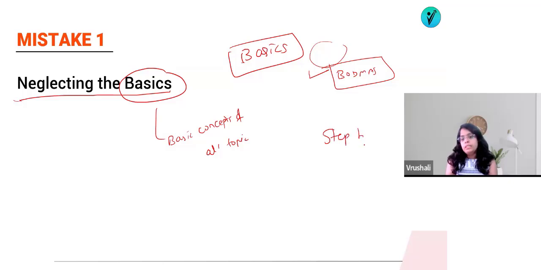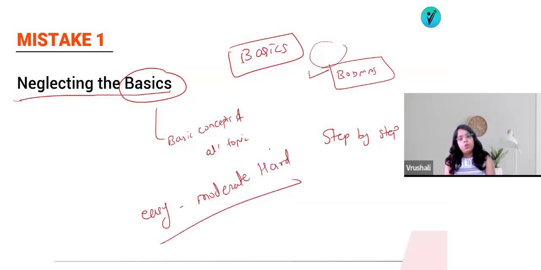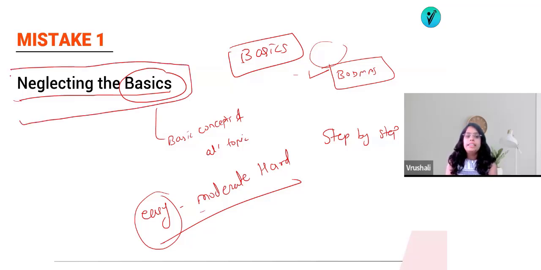You have to go step by step, topic wise. First solve the easier ones, take the easy topics, and after that increase the level. Then you can solve the moderate and then the hard. You have to divide which topics you feel are easy, which are moderate, and which are really difficult. Decide and start with the basics, and even for the easy, moderate, and hard topics, you have to do the basic concepts of all those topics. So this is the first mistake, neglecting the basics.